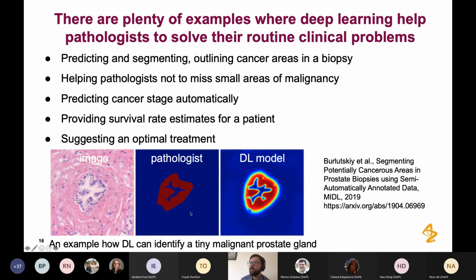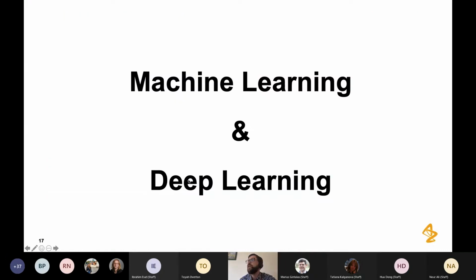Then we asked pathologists to annotate, and you can see the pathologist annotation and the deep learning model correspond very well. Again, that image wasn't part of the training set, so the model didn't see this image before; it was the test set. It's very exciting how deep learning can help pathologists not to miss small areas of malignancy, because whole slide images are huge, so it takes a lot of time and effort to go through all these slides. It can also potentially provide survival rate estimates for a patient, suggest optimal treatment, and predict cancer stage automatically. There are many tasks which pathologists are very excited to see solved with machine learning and deep learning.